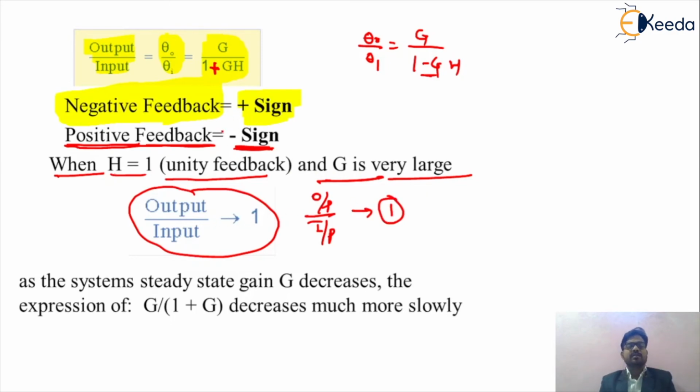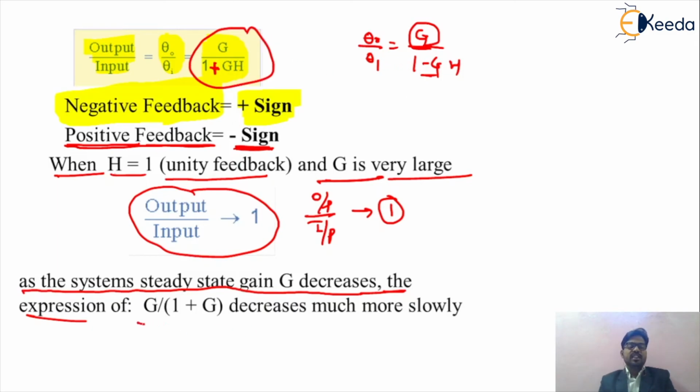So friends, now we are taking some of the cases. What are they? The system is at the steady state gain. So the value of G, the open loop gain of your system, will decrease. So the expression G divided by 1 plus G decreases much more slowly. This will be a very important parameter of the closed loop transfer function of your system. And depending upon such parameter changing technology, the closed loop systems are used widely in day-to-day life.